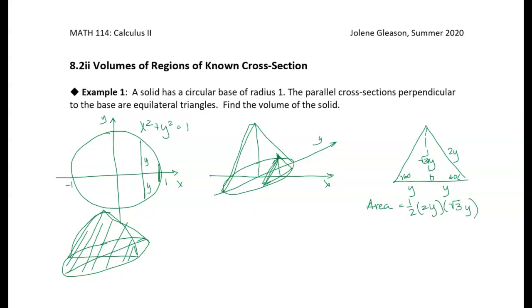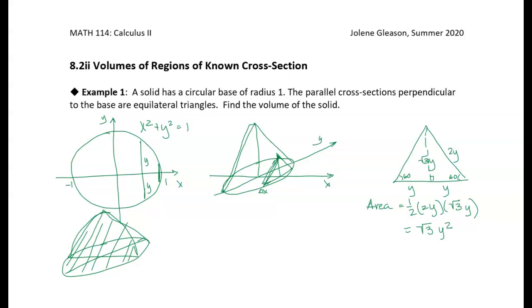Okay? Now let's simplify that, because 1/2 times 2 is just 1. So we're going to end up with the square root of 3 y squared, right? When we multiply that out. But now we're integrating in the x direction, because our thicknesses are delta x, right? Because we've got these slabs are all perpendicular to the x-axis. So we're going to integrate in the x direction. So we really need our expression in terms of x.